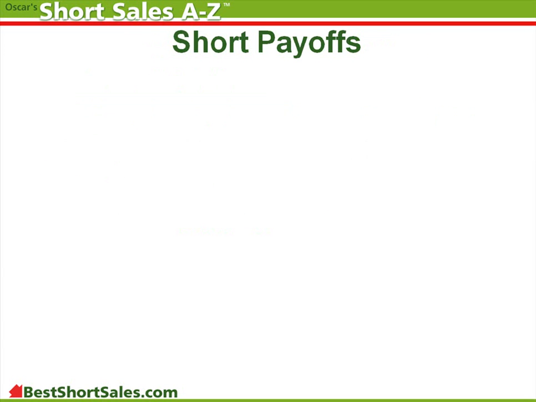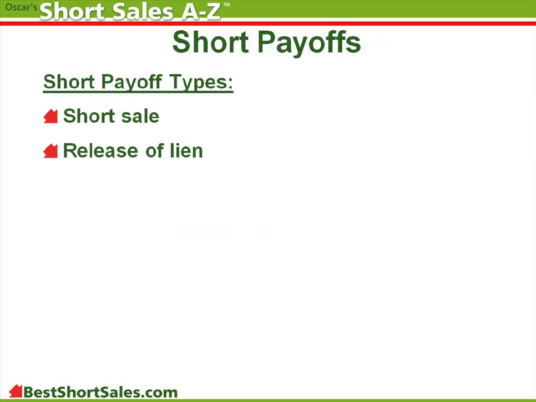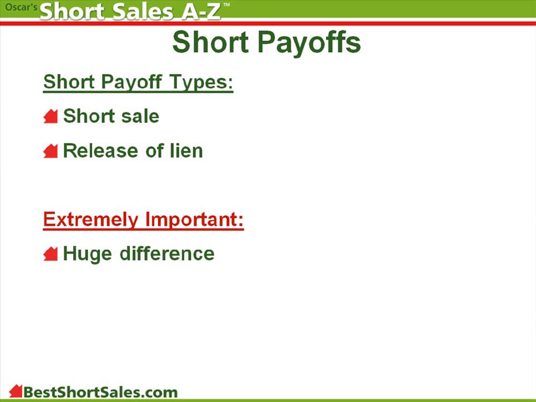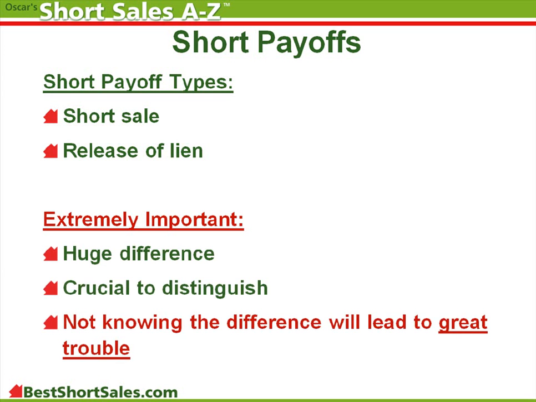Short payoffs. As mentioned earlier, there are two types of short payoffs: short sale and release of lien. This is extremely important. The difference between these types of short payoff is huge. It is crucial to clearly be able to distinguish between the types of short payoff. We can't emphasize enough that not knowing the difference will lead to great trouble. Short sale versus release of lien.